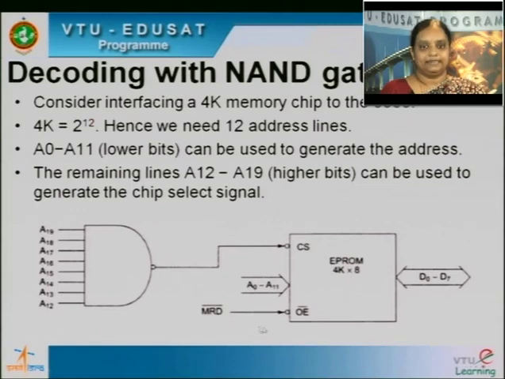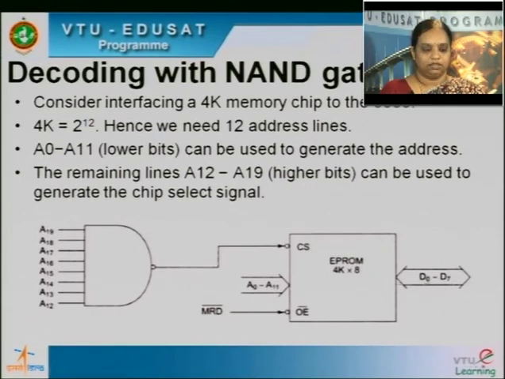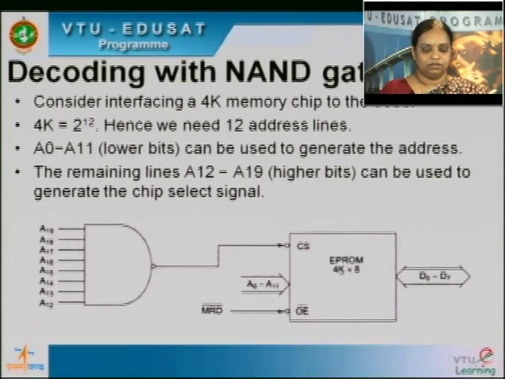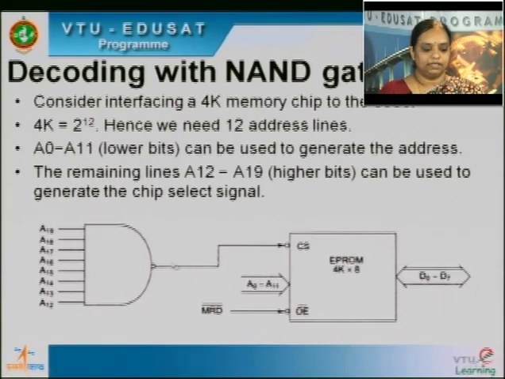So we have the memory read given to OE bar, output enable, then the data lines that are directly connected to the processor, and the address lines are split into two parts. The address lines required for the EEPROM depend on its capacity. So for this capacity of 4K, the address lines A0 to A11 are given directly, and the remaining ones, A12 to A19, through a NAND gate are given to chip select. Since we are using all the remaining address pins, it is known as full decoding.